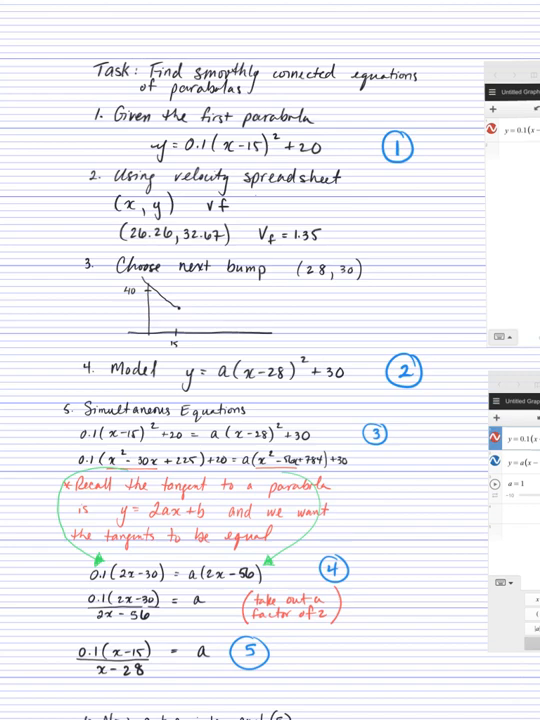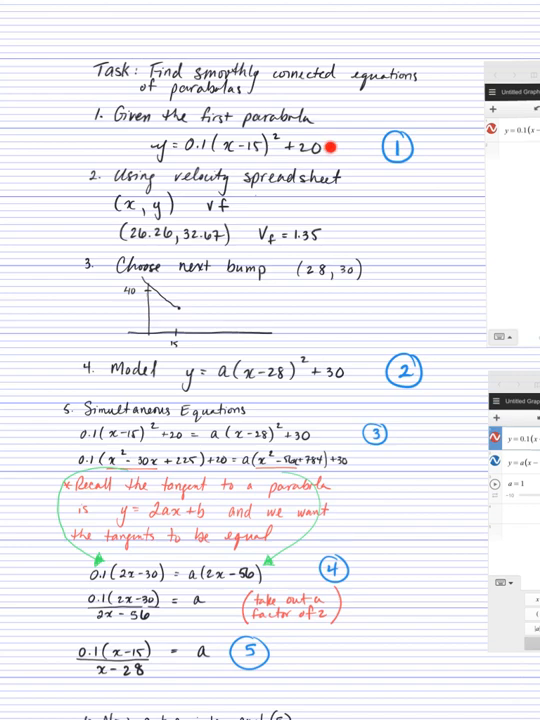So imagine that you're starting with your first curve and you've got whatever your curve is. I happen to pick a parabola, so I'm looking at this parabola here: y equals 0.1 times (x minus 15) squared plus 20. That's just like the start of my water slide.